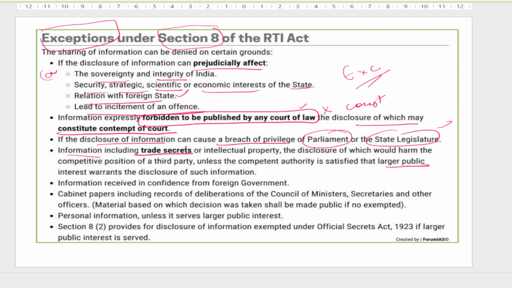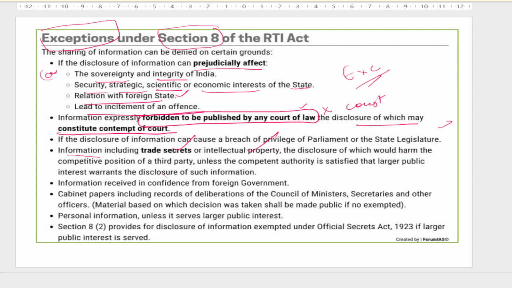Information including trade secrets or commercial interests or intellectual property, the disclosure of which would harm the competitive position of a third party, unless the competent authority is satisfied that larger public interest warrants the disclosure of such information. So third, information including trade secrets, intellectual property, commercial interests, the disclosure of which would harm the competitive position of the third party, it cannot be disclosed unless the competent authority is satisfied that larger public interest warrants the disclosure of such information.